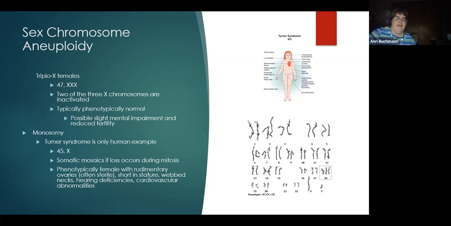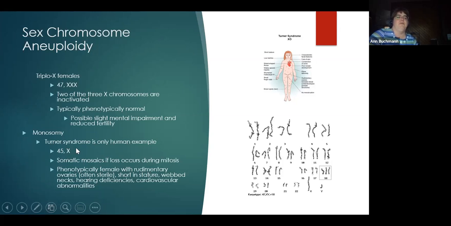You can also have a monosomy, meaning only one copy. And the Y is so small that you really can't have only one copy of the Y. That's not going to allow you to exist. But you can end up with one copy of X, and that's called Turner syndrome.